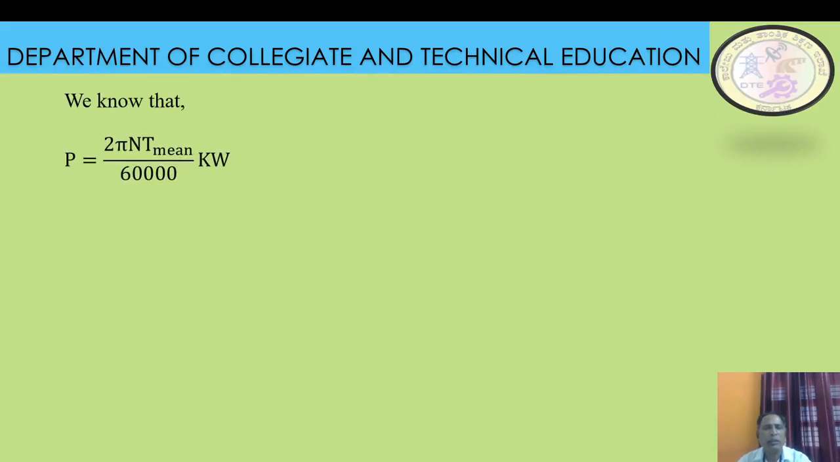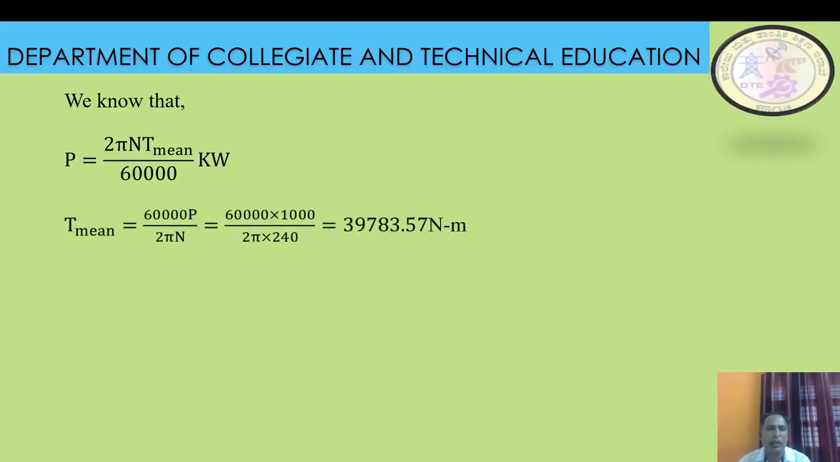As we know that P is equal to 2 pi n T mean divided by 60,000 kilowatt. So first we will calculate the mean torque, that is T mean is equal to 60,000 P divided by 2 pi n, that is equal to 60,000 into 1000 kilowatt divided by 2 pi into 240 rpm. Therefore 39,783.57 Newton meter is the mean torque.